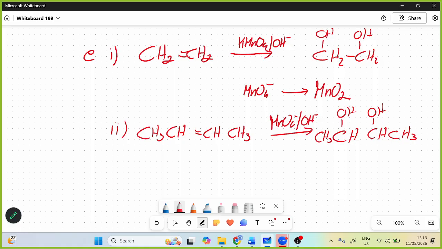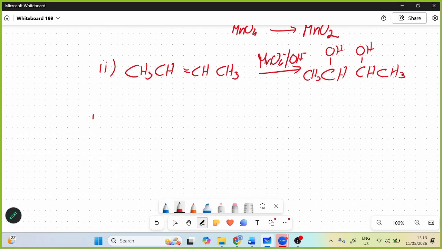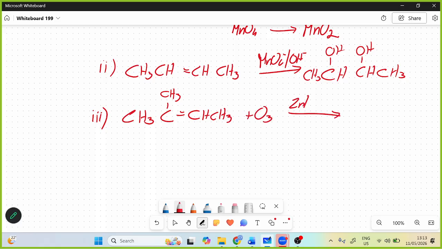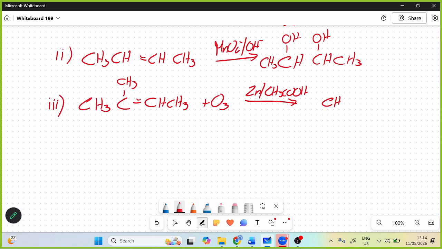3 and 4 were ozonolysis. So for these, it's important first and foremost to draw the molecules correctly, and then you're going to get propanone and ethanal.